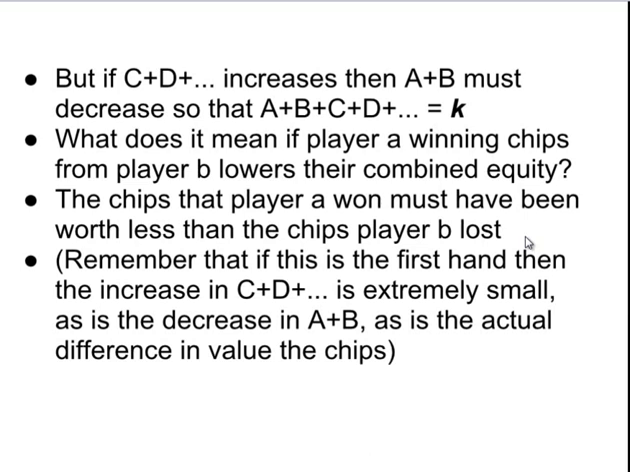And of course, remember, like I've been saying, if this is the first hand of the tournament, then you don't really care that much if one player in this big tournament wins chips from another, if you're not involved in the hand. So this value of C plus D, of all the other players' equity that increases, is going to be extremely small. So the decrease in A plus B, which goes along with this C plus D up here to make one zero-sum prize pool, is going to be extremely small, and so the actual difference in value of the chips is going to be extremely small.